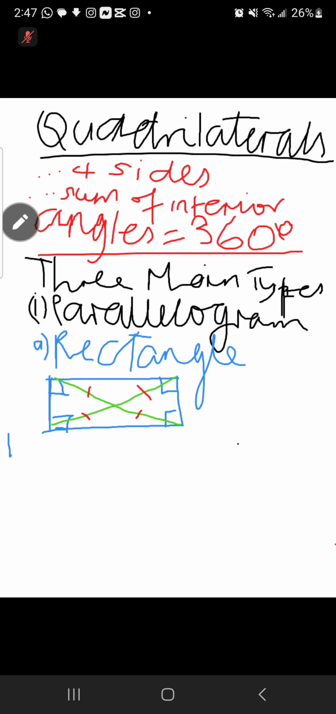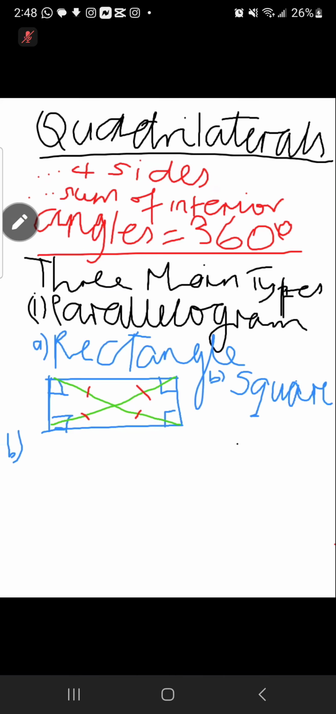The next parallelogram is a square. Let me put it over this side for the sake of space. Square, S-Q-U-A-R-E. It's a square.